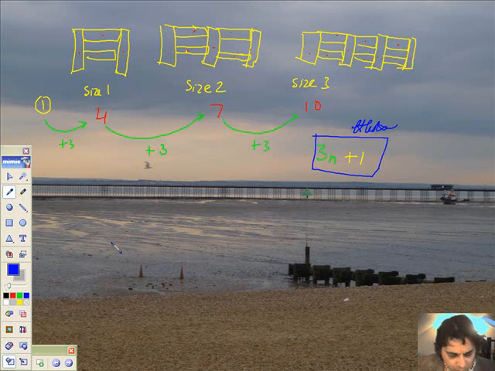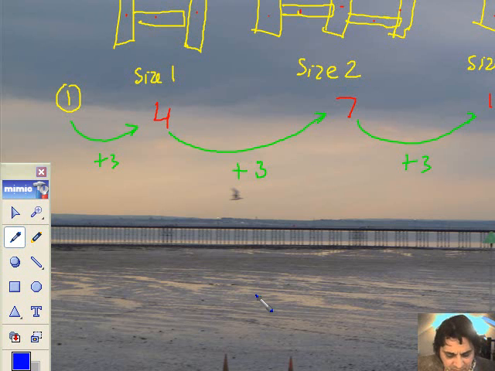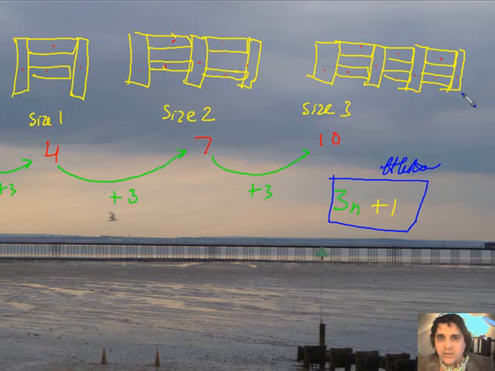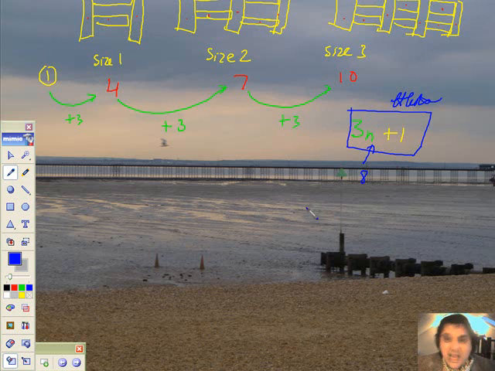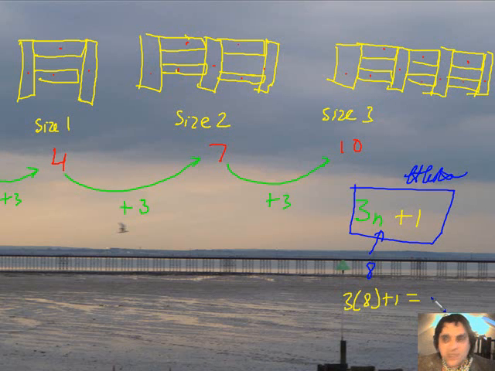Next bit, use your formula to find the number of bits of wood required to make fence size 8. Now honestly, I'm not going to draw all these and go up to size 8. I've got a formula now. In other words, substitute n equals 8. So fence number 8, the 8th member of the family. Let's do the maths. I've got 3 lots of 8 plus 1. What's that? 24 plus 1, 25. So without having to draw the picture and count all these little bits of wood, I know it's 3 times the fence number plus 1. 25 bits of wood for the 8th size.